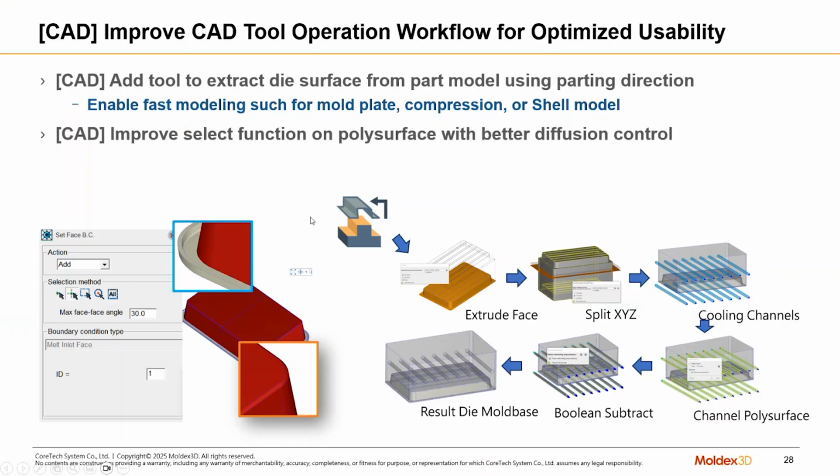All right, and then from the pre-processing side, we've added a lot of new tools for surfacing. We've added some extrusion functions. We've added extracting faces from a mold die. This will help with extraction of cooling channel surfaces, part surfaces, cooling compression zones, these sorts of things. We've already seen some good success with it.